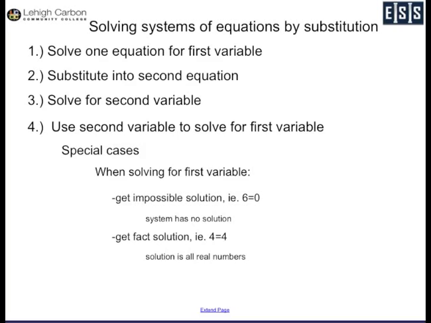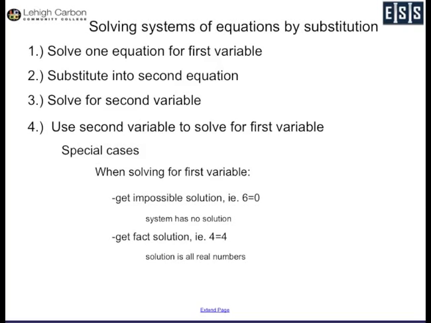Our next method is solving systems of equations by substitution. You start by solving one equation for the first variable. It doesn't matter which one you pick. Typically we want to choose the easier one to get. Then we substitute that into the second equation to then solve for the second variable. Once we know what the second variable is, we can go back and figure out what the first variable was.